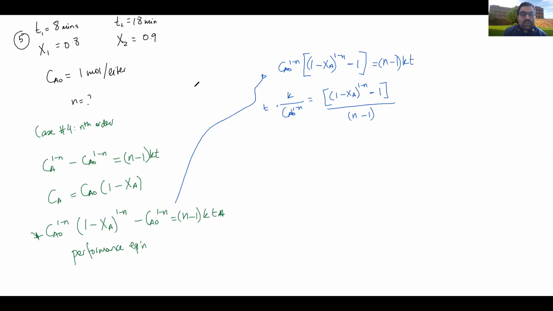Right, so I have this equation, and you can use it to plug in the two sets of conditions and get k over Ca naught and then get n, because I basically have two unknowns. This is my first unknown, and n is my second unknown, and I have two sets of information given, right?